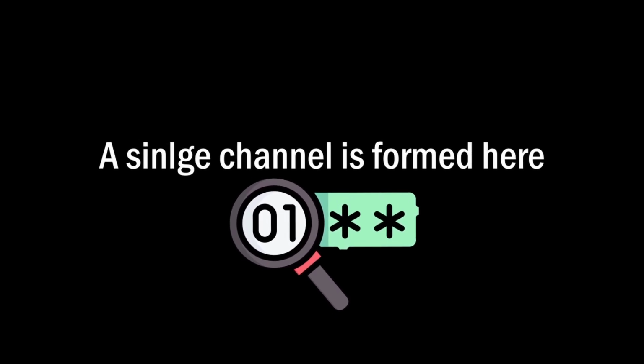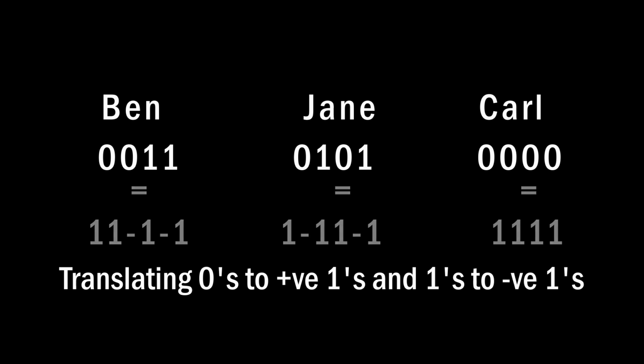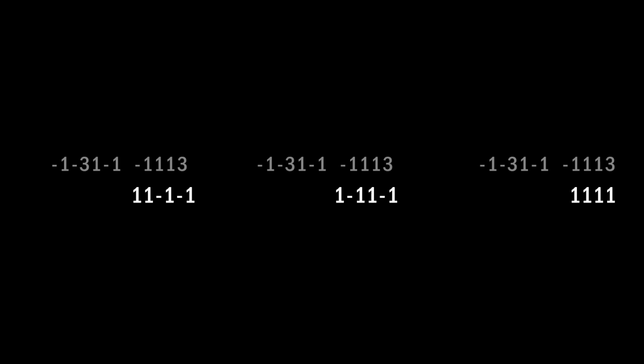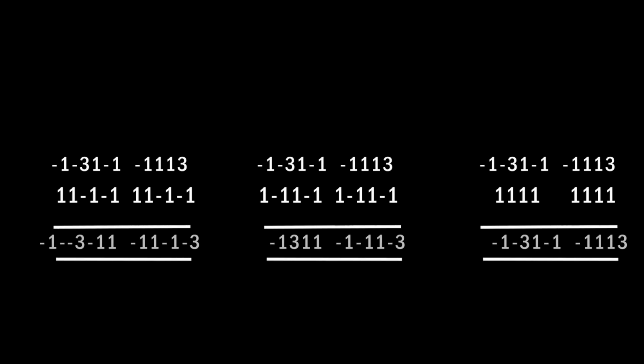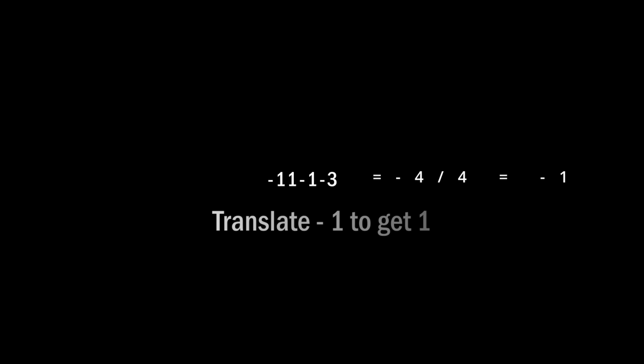To decode the process, the spread code now is translated by zeros becoming positive ones and ones becoming negative ones. Then the 3 spread codes are multiplied with the composite sequence like this. The first 4 digits are added and divided by 4, we get -1. Translated and the value becomes 1. Similarly, do the same for next 4 digits and we get -1. Translated and the value becomes 1.